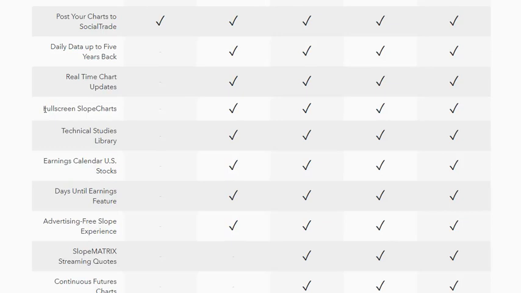You get to have full screen slope charts. What you were just looking at was just normal slope charts. You can make it blow up. If you've got a 50-inch screen, great. It'll fill all 50 inches. It can be as big as your screen is.